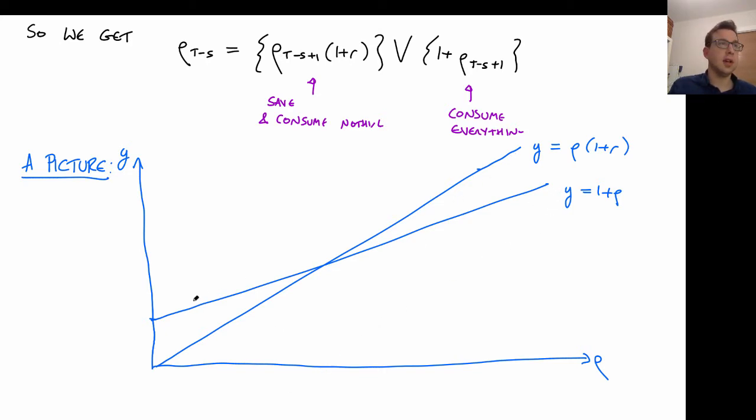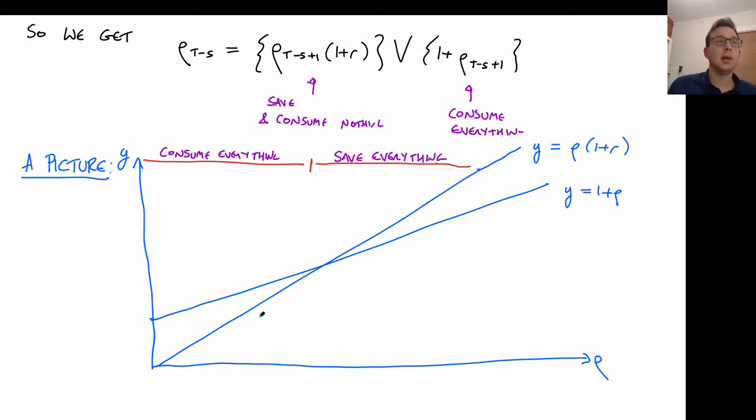So on this side, up to here, 1 plus rho is bigger, so that means consume everything. Whereas on this side, from here on out, the line that corresponds to saving is optimal. So save everything. And this line keeps on going forever.